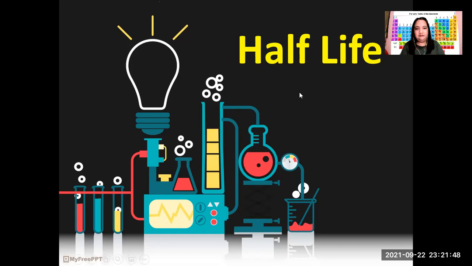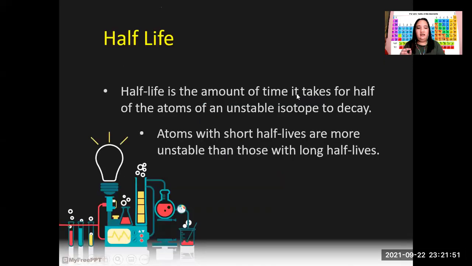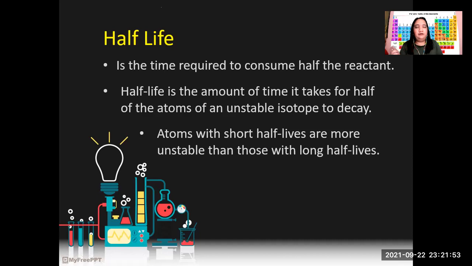Okay, so what is half-life? First, it's the time required to consume half the reactant. We know from our nuclear reactions that there are fission, fusion, and different decays. So this is the time required to consume half of the reactant. Most of the time, on the left side of the nuclear reaction, we have our reactant, and on the right side will be our product. So this is half the reactant consumed in a given amount of time.